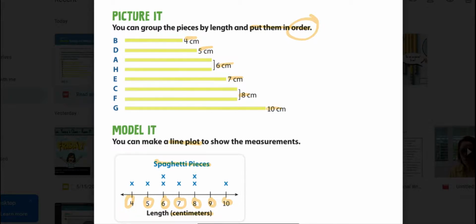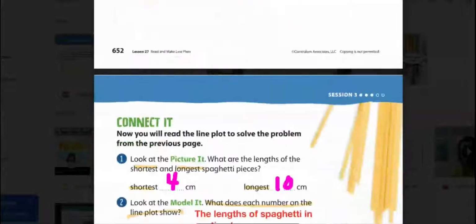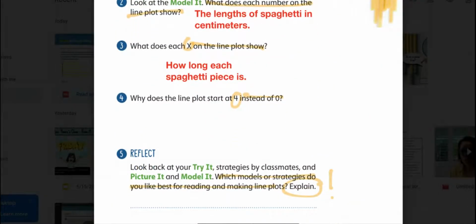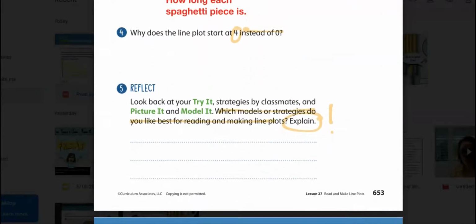And then we go up 5, 6, 7, 8. But you say, Miss Yanez, there's no piece of spaghetti that was 9 centimeters. I know, but you still have to go in consecutive order. So you still have to make it like a number line. So you still have to say 5, 6, 7, 8, 9. Even though there's no 9, you still have to, because that comes next on a number line. And then 10. Okay. Awesome. So go ahead and put that in your own words.